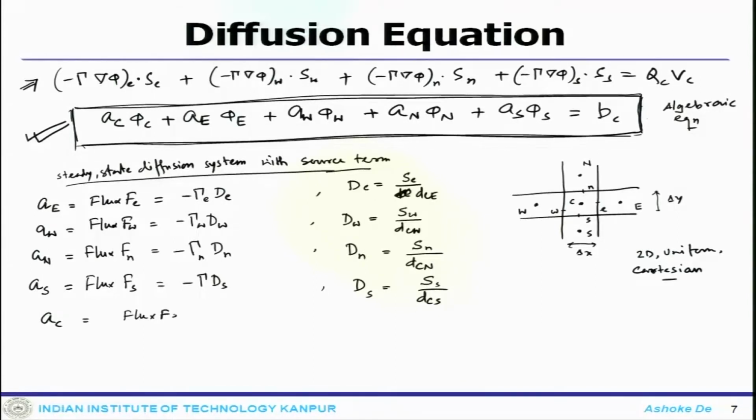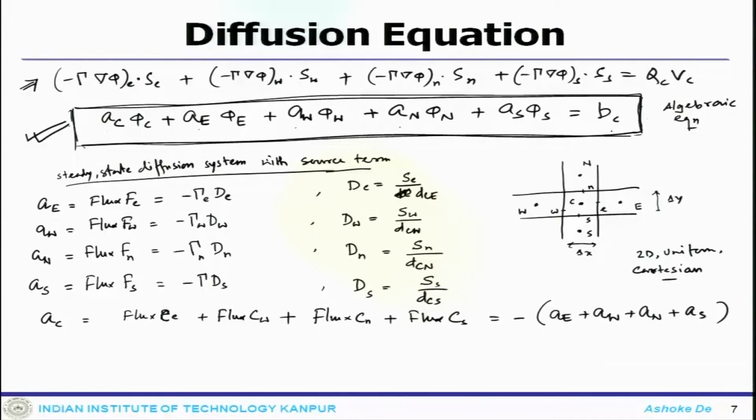And A_C, which is the flux F_E, flux C_E plus flux C_W plus flux C_N plus flux C_S, which is nothing but, with negative sign, the summation of A_E, A_W, A_N, A_S. So, A_C actually is the sum of all the individual components with the negative sign, and the other coefficients.